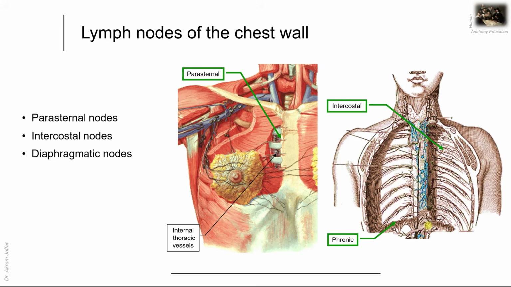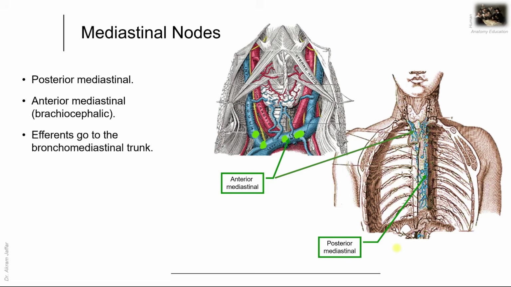We mentioned these diaphragmatic nodes or phrenic nodes when we dealt with the liver, and we said that they also drain the bare area of the liver. And they are also connected to lymph node groups that are located on the undersurface of the diaphragm and the wall of the abdomen.